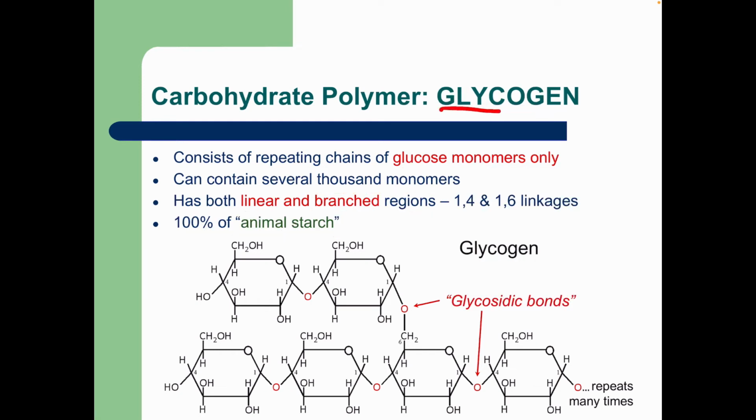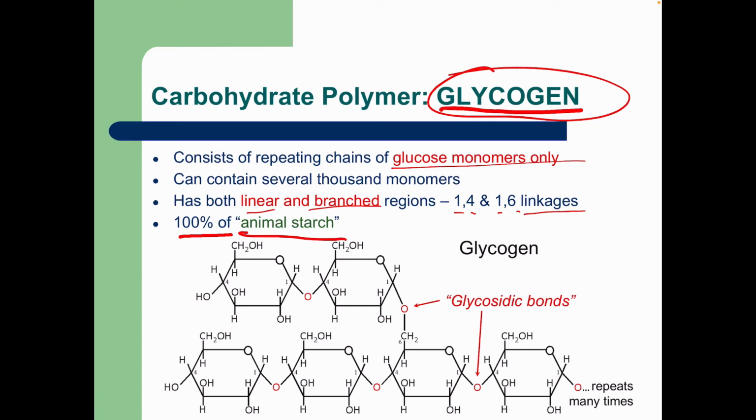Next, we have glycogen, which you've probably heard of as a storage source within our body, but we'll get to that later. Glycogen consists of repeating chains of glucose monomers only. It contains several thousand monomers. It has both linear and branched regions, with 1,4 and 1,6 linkages. And 100% of animal starch is contained as glycogen. Again, we have our glycosidic bonds connecting these many repeats of glucose monomers, and we can see that it's both branched and linear.